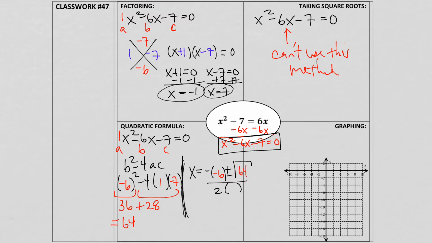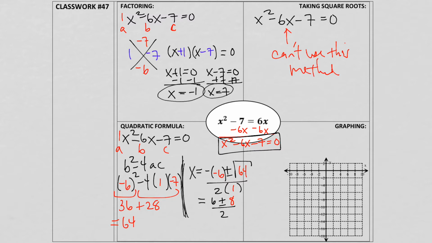All over 2 times a, but a here is 1, so I'll put a 1 here. And I can work out this, I can go from here. So now I get a negative times a negative here is a positive 6. So I just use black ink, 6, plus or minus. Luckily here the square root of 64 is a perfect square, so it equals 8. So that's kind of nice. And this will be divided by 2.